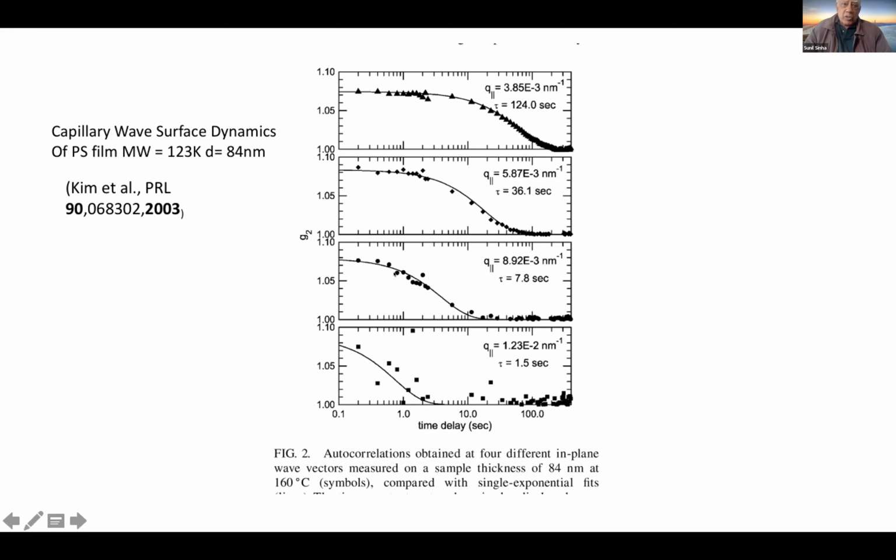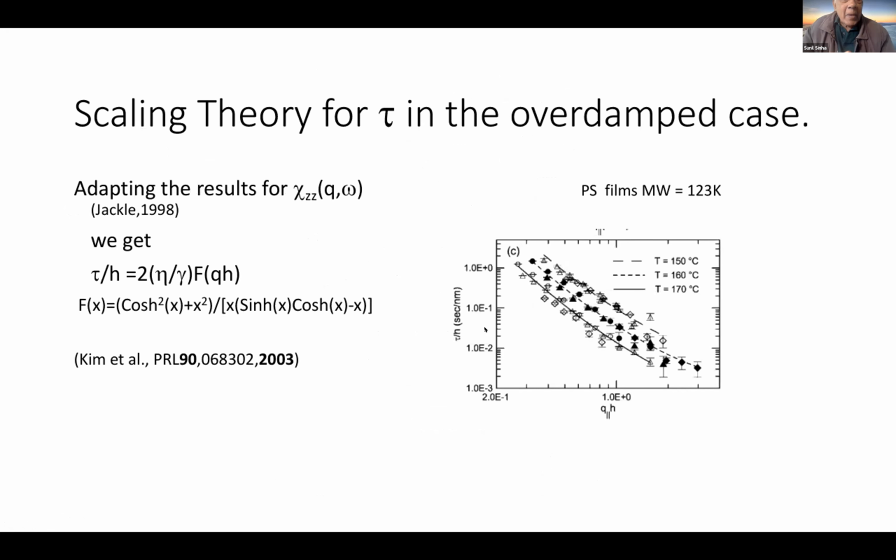In any case, this was the first polymer film that we looked at, and we were very gratified to see that the G2 function became faster and faster as the in-plane Q became larger and larger, as you might have expected it to be. And one of our contributions in this paper was actually to present a formula relating the Q dependence of the relaxation time for a viscous film, a thin viscous film on a substrate.